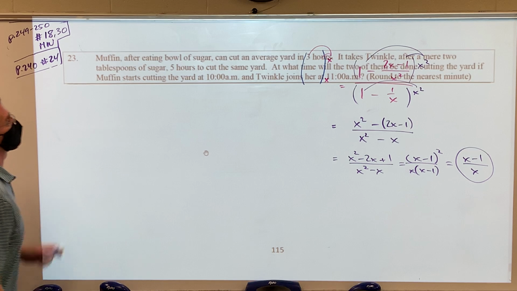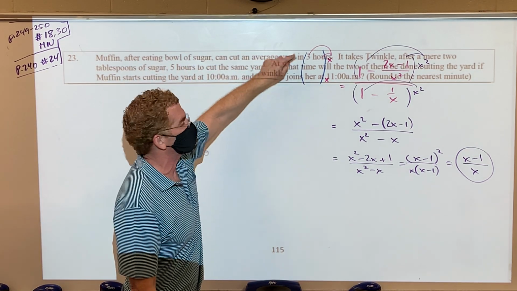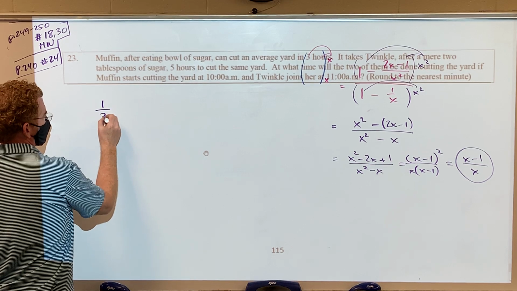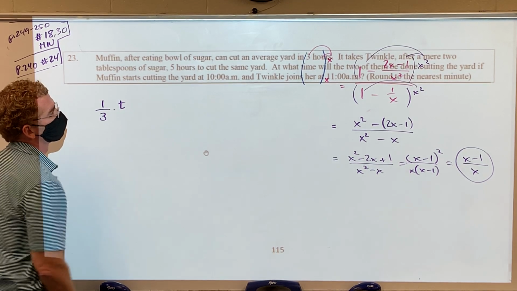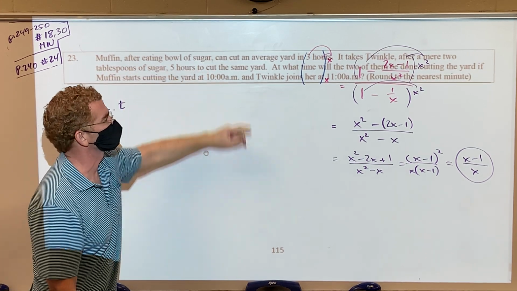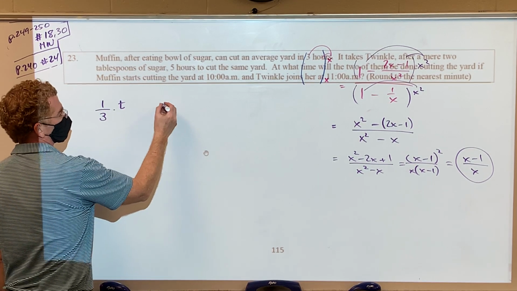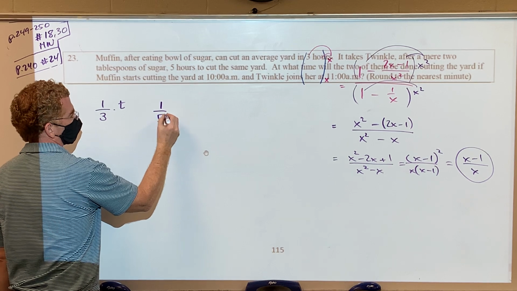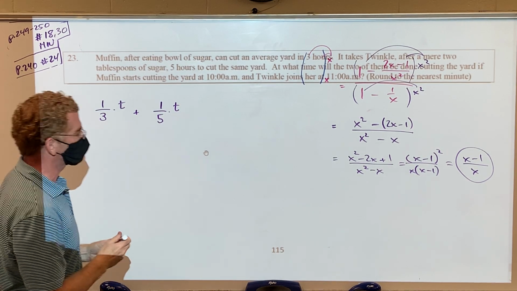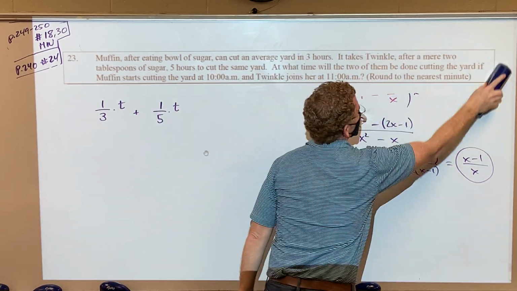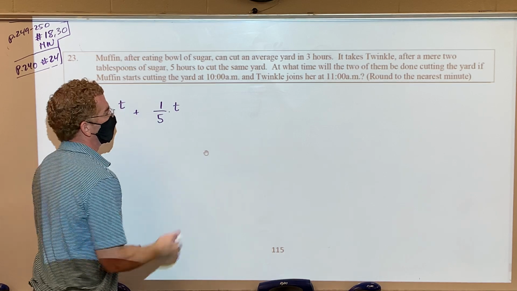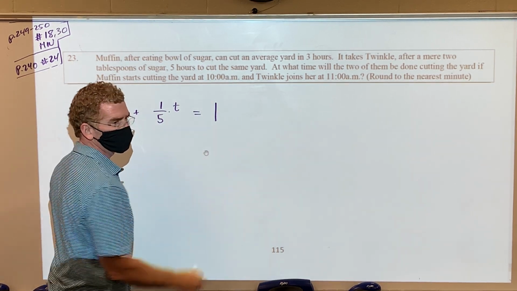Muffin, after eating a bowl of sugar, can cut an average yard in 3 hours. So what is her rate? 1/3 of a yard per hour. It takes Twinkle, after a mere 2 tablespoons of sugar, 5 hours to cut the same yard. What's her rate? 1/5 for each hour. It said, at what time will the 2 of them be done cutting the yard if Muffin starts cutting the yard at 10 a.m.? So they're definitely cutting 1 yard.